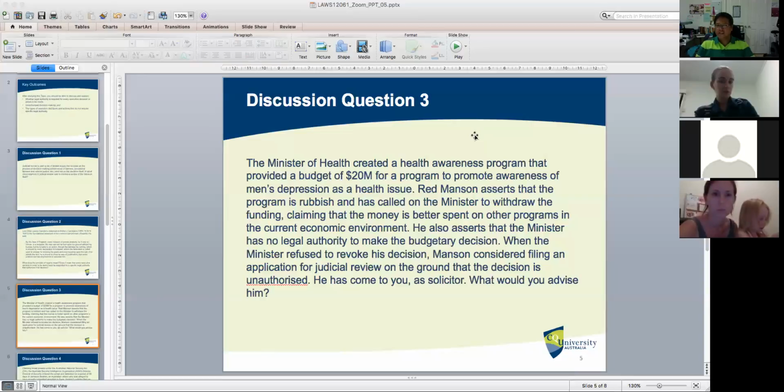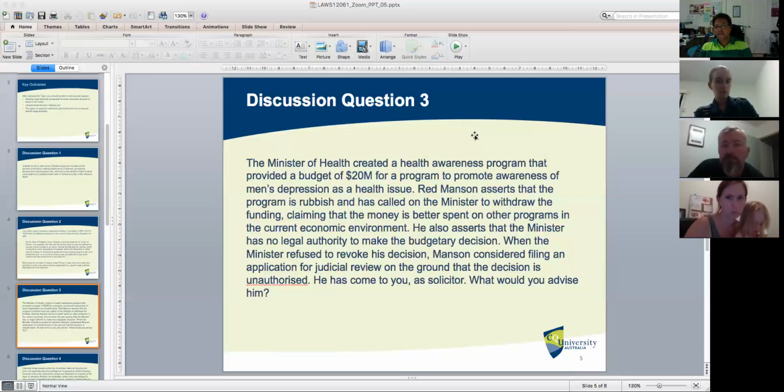Can somebody address that point? So there is a ministerial decision, and I'm not talking in this instance about legal standing. Correct, as a solicitor, you would be correct in advising Manson that he does not have legal standing. That's right. Would there be any other reason why Manson's attempt to seek judicial review would fail, apart from the question of a lack of legal standing? And I'm talking about the ministerial decision.